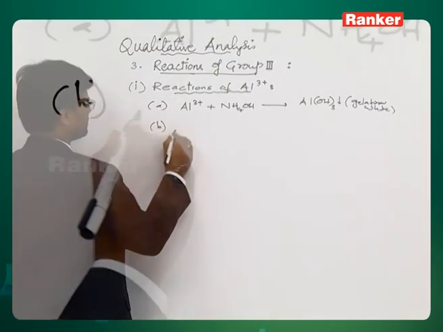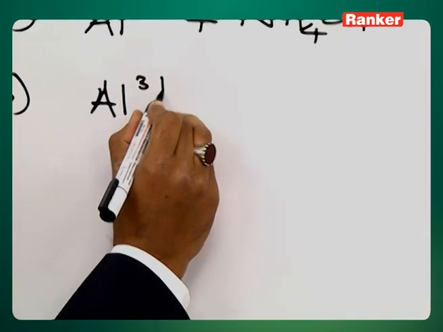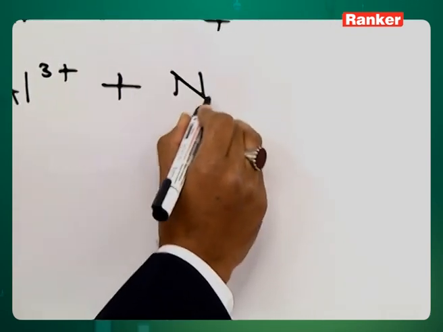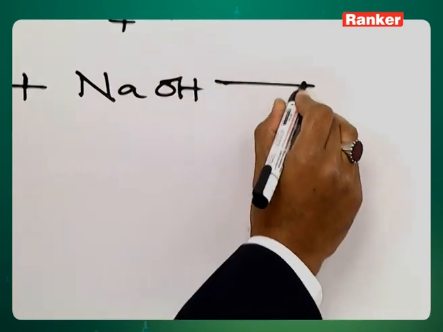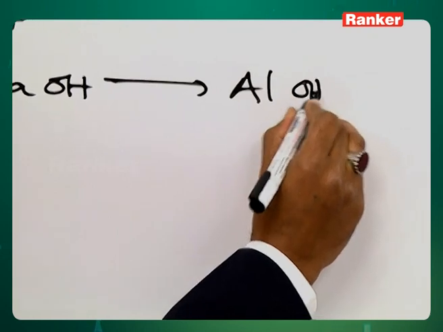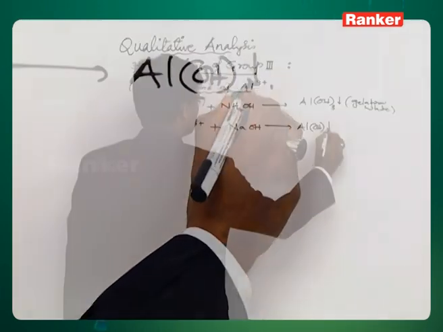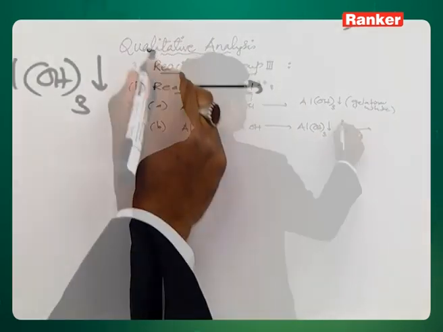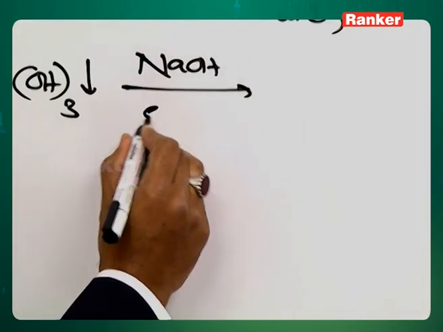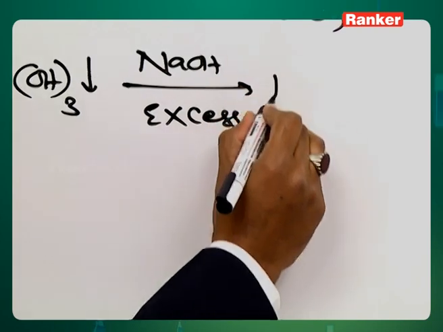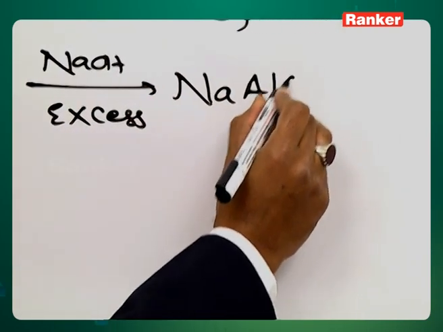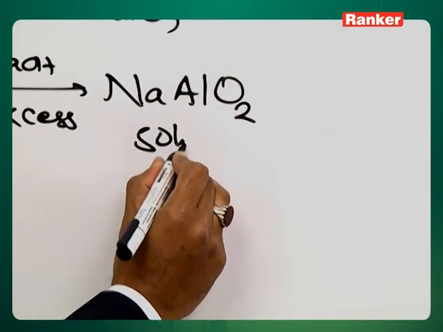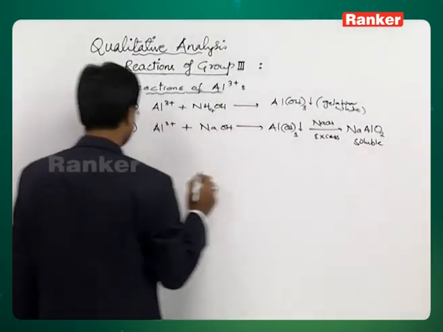Next, Al3+, when it is treated with sodium hydroxide, you initially get aluminum hydroxide, a gelatinous white precipitate. This will dissolve in excess of sodium hydroxide. When you add excess of sodium hydroxide, it will dissolve as NaAlO2. Soluble sodium meta-aluminate is formed.